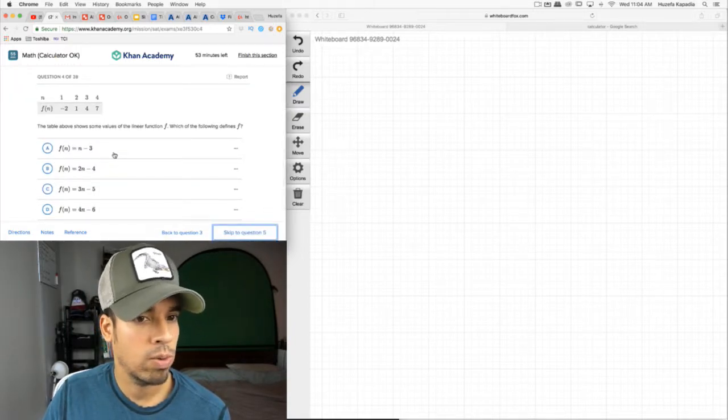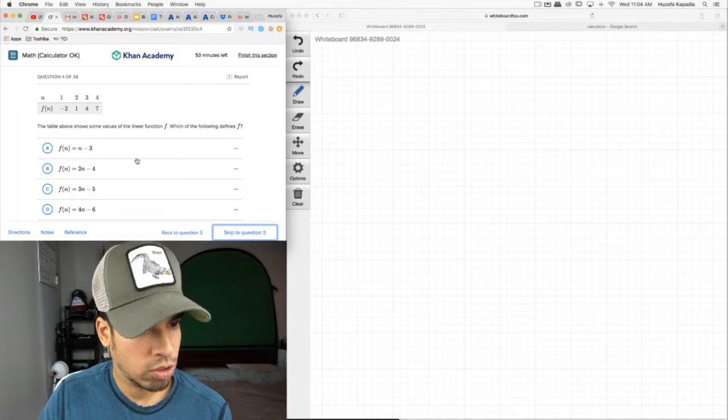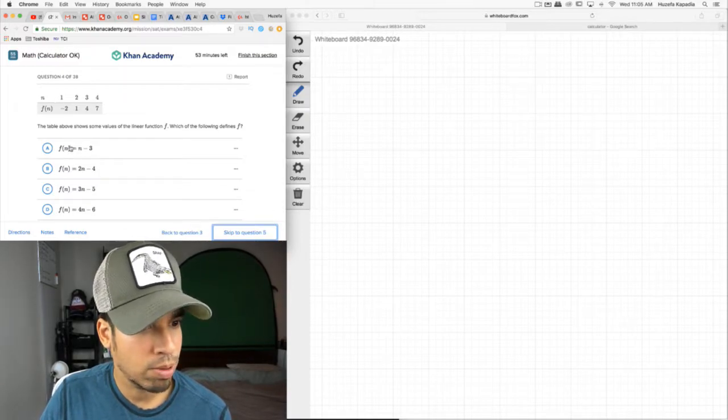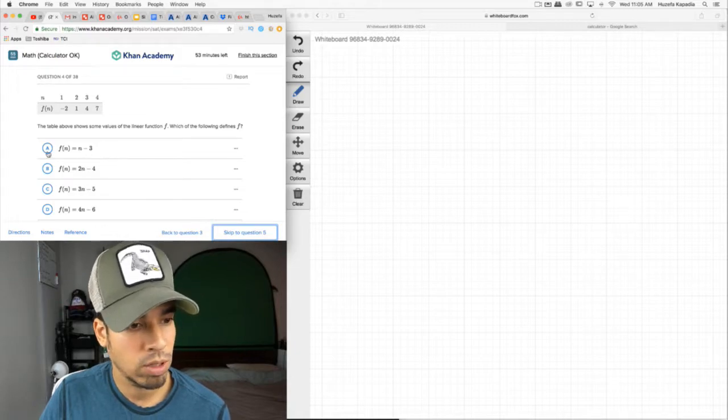Okay, next. So I got to go back to 3. Next, the table above shows some values for linear function. Which of the following defines f? So it's basically, look, we have to plug these in and see if we get the right thing. If I plug 1 in, yeah, I get -2. If I plug 2 in, I'm supposed to get 1. I would get -1. That's A's out.